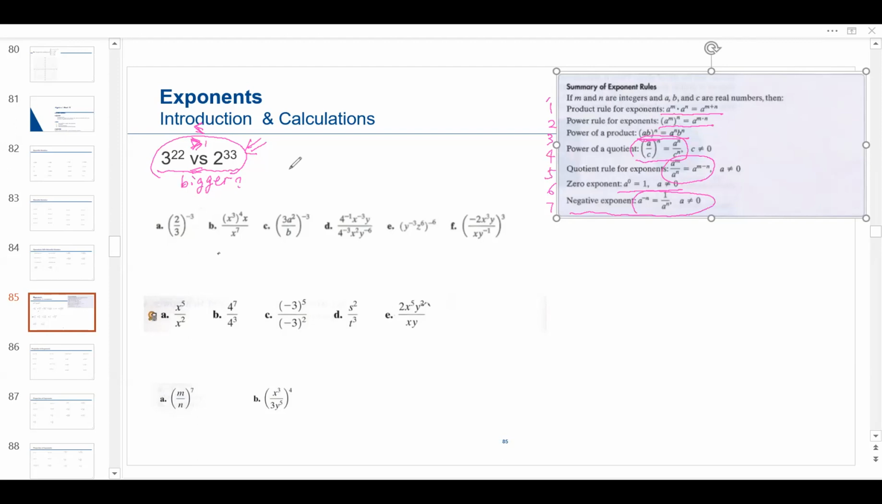Maybe let me talk about this one. I think this is interesting, right? All right, let's talk about this one, since maybe you learned this before already. So we know 3 power 22 and 2 power 33. Which one is bigger? From first view, definitely not easy to find out, right? So we do some power change.